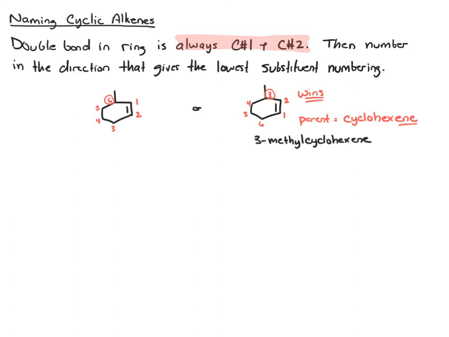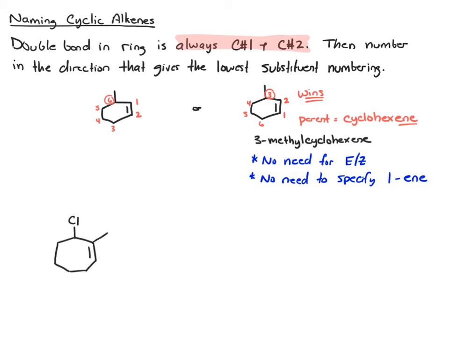A couple of other things to be aware of when writing cycloalkene names. There's no need to include an E or Z designation because the double bond in a ring is always going to be in the cis form, because a trans double bond can't fit inside a ring. So you don't need E and Z. And you don't need to specify the 1 before the ene, or before the cyclohexene, because we know the double bond in a ring is always at carbon 1.